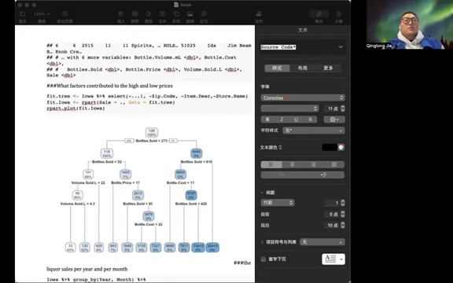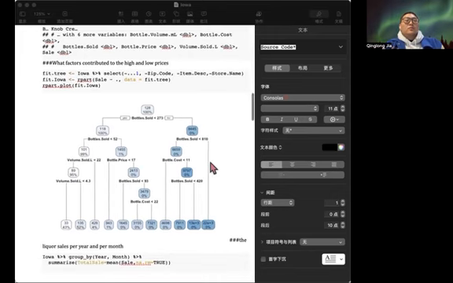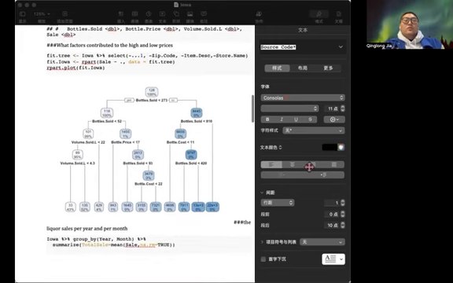Now let's watch the graphs. In the first graph, we can see there are 11 different outcomes. Bottles sold and value sold directly affect the sales, while bottle cost at the same time is a latent component that affects sales.